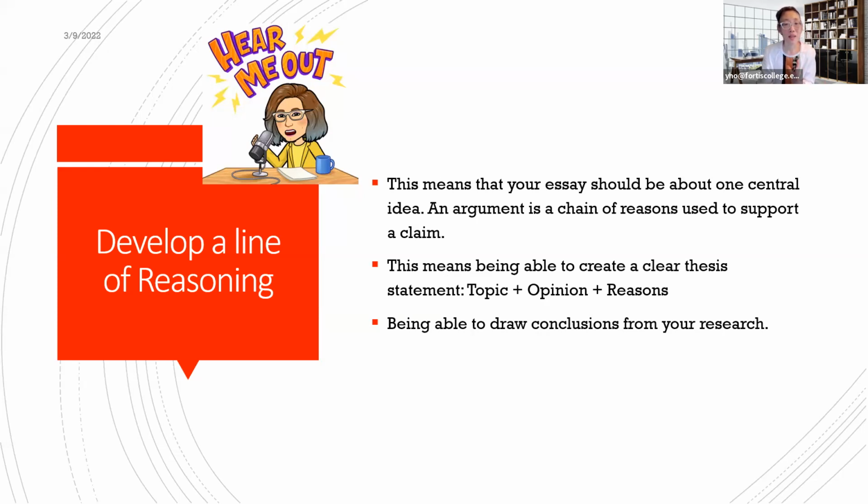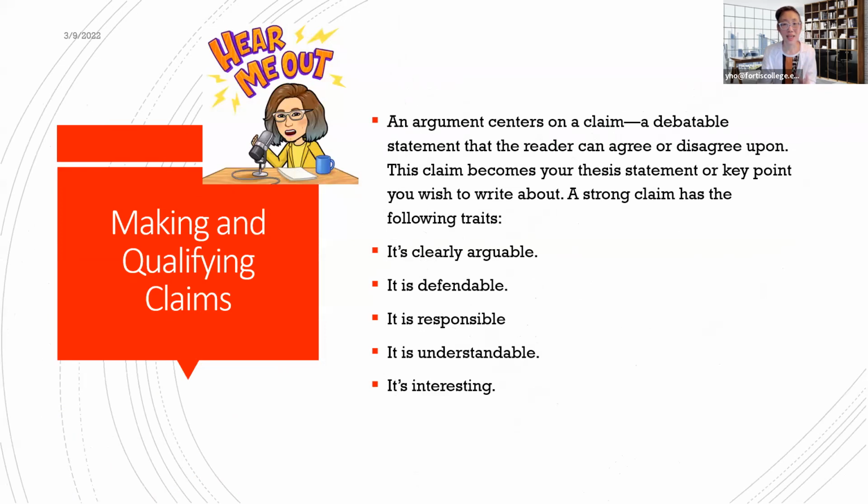And so we develop a line of reasoning. That means you have one central thesis statement in which you state the topic, the opinion, and the reasons. Your argument is a chain of reasons used to support a claim. An argument centers on a claim, a debatable statement that the reader can agree or disagree with. This claim, your thesis statement, becomes your main idea. So it's got to be clearly arguable, defendable, responsible, understandable, and interesting.